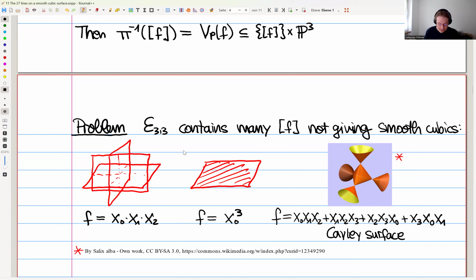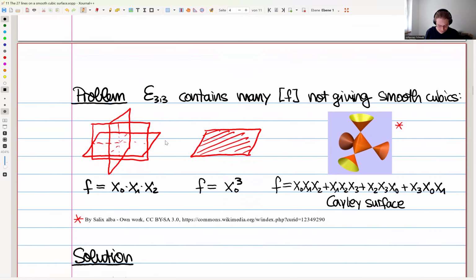And so inside E33, there is the locus of such equations f whose vanishing locus is not a smooth cubic surface. And we want to throw this out because we only care about the locus U where you get a smooth cubic surface. And to see that this locus that we want to throw out is actually a closed subset of E33, we can apply now the things that we have learned in the last chapter about criteria for smoothness.